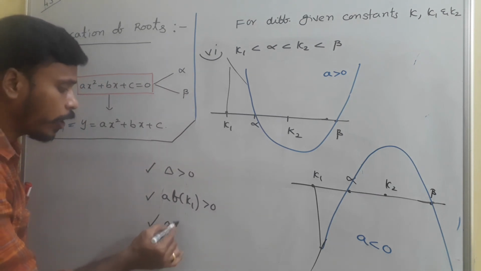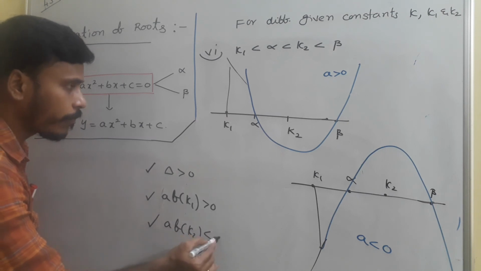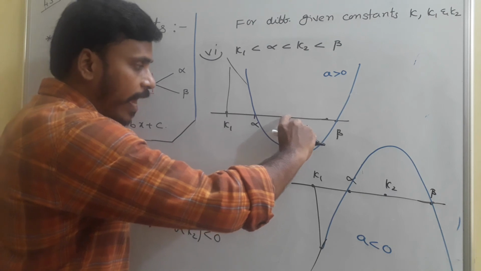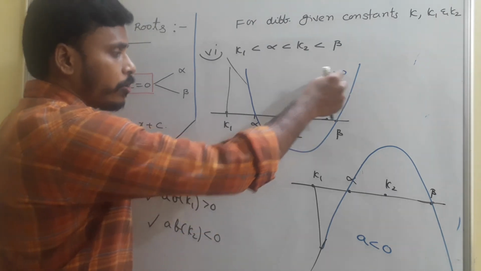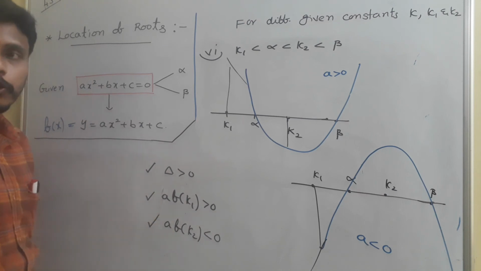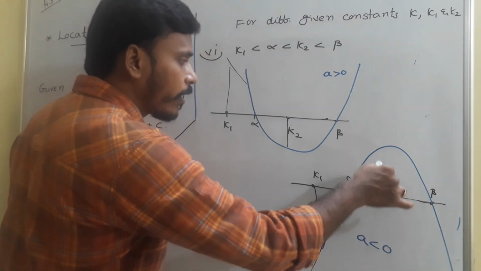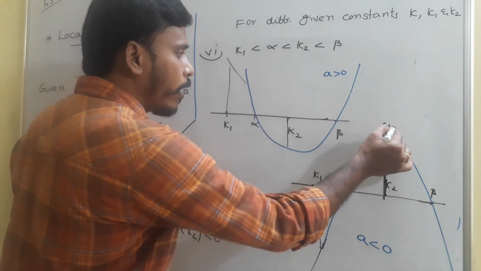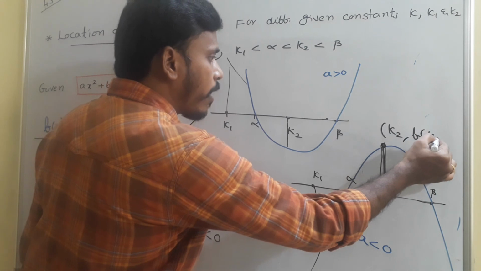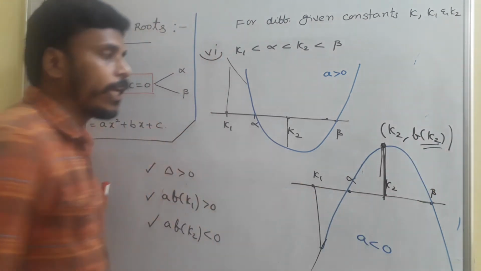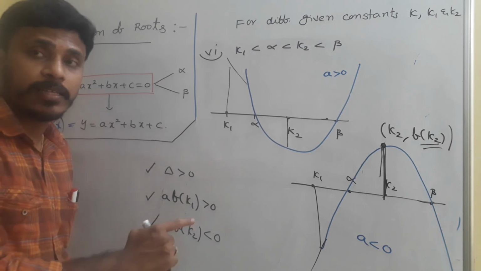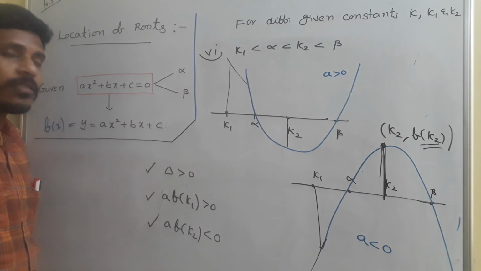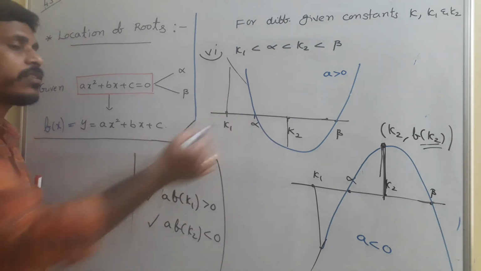Next one, a into f of K2 negative, I will say. Why? Because look there, at K2 the graph is below the x-axis, negative, and a positive. A into f of K2 is negative: positive, negative. Here again a negative, f of K2 positive. As I mentioned, this is f of K2. At this point the coordinates are K2 comma f of K2. This f of K2 is the y coordinate of the point which is above the x-axis. For sure it is positive, and a negative. The product is negative. And at the end, these are the conditions for the sixth case.